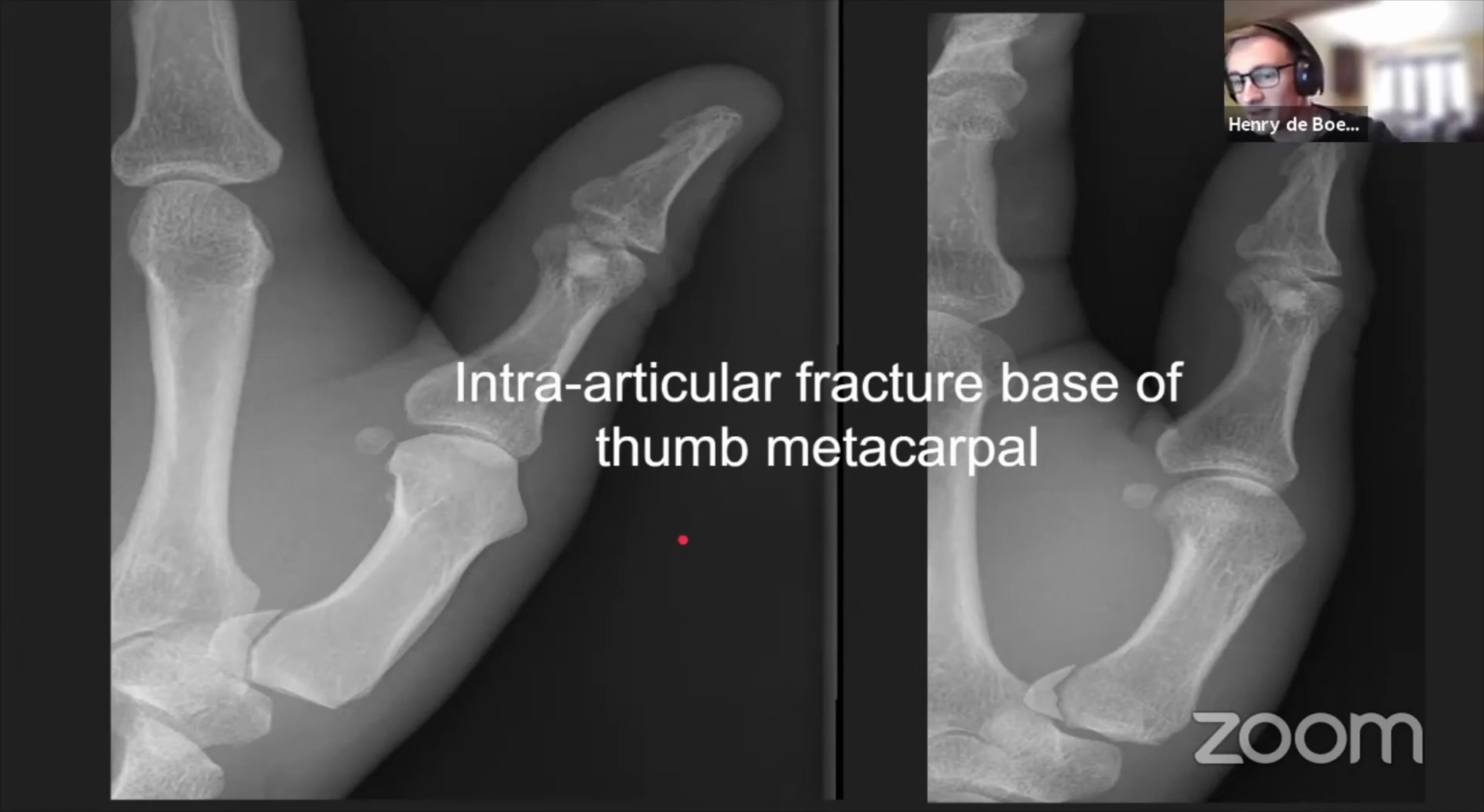And Jeremy, you are exactly right. The eponymous name is a Bennett's fracture. But as I said, with the Colles and the Smith's fracture, I think remembering the names shouldn't be important because it doesn't actually affect management. What affects management is describing the fracture.